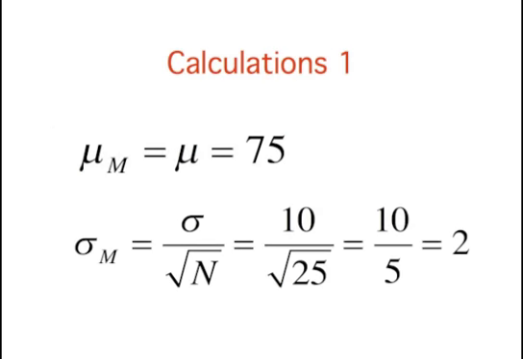In order to calculate the difference needed for significance, we begin by determining the sampling distribution of the mean under the assumption that the null hypothesis is true. Recall that the null hypothesis is that the new method's mean is equal to the old method's mean of 75. Since the mean of the sampling distribution is the mean of the population, the sampling distribution of the mean has a mean of 75. Recall that the standard error of the mean is the standard deviation divided by the square root of n. Since the standard deviation is 10 and n equals 25, the standard error of the mean is 2.